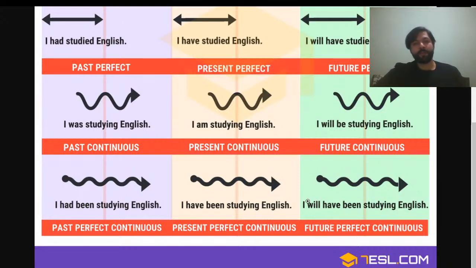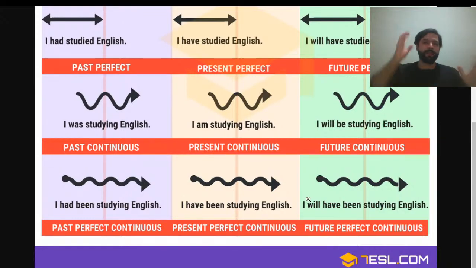Okay, so these are all the verbal tenses in English that there are. Okay, basically when you are speaking, what you must think is, okay, my message is about the past, the present, or the future.